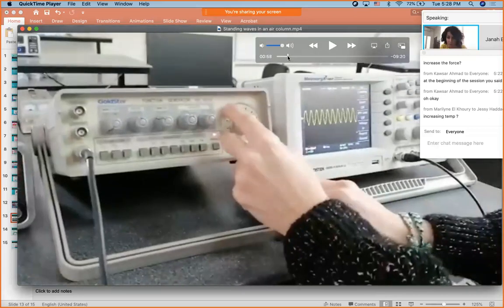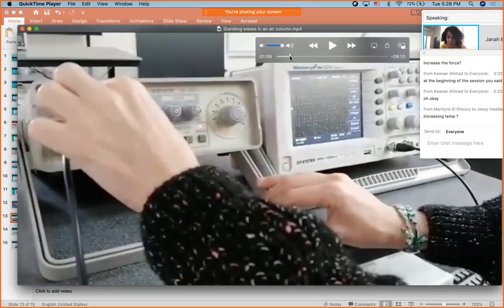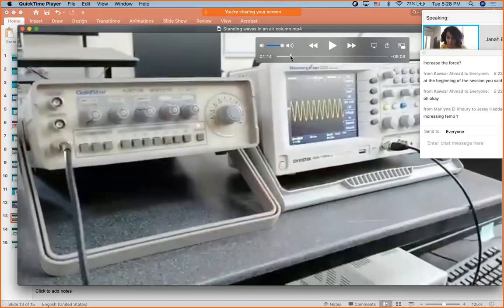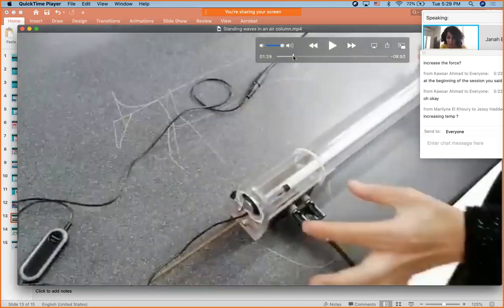Okay, changing the frequency. And here you can hear how the sound is getting sharper. You can also observe how I'm playing with the amplitude and how the amplitude is getting higher. Or you can simply ignore the oscilloscope for the moment because we're gonna check it later.